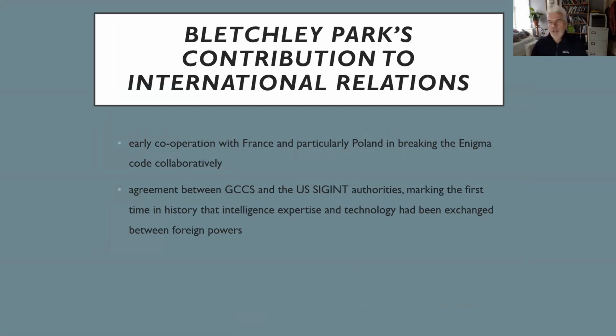There are other aspects as well to looking at value, and this is one that one could argue is more associational rather than something being illustrated within the fabric. Bletchley Park played an absolutely critical role, particularly early in the war, in terms of its cooperation with France and Poland in breaking the Enigma code collaboratively.